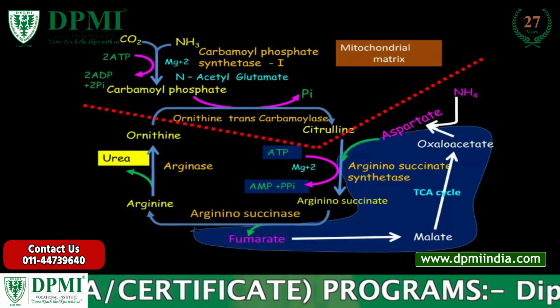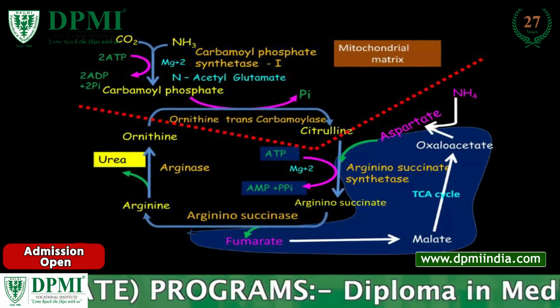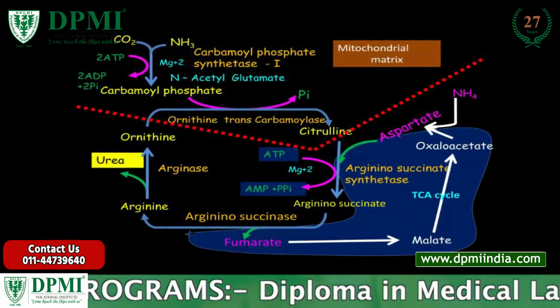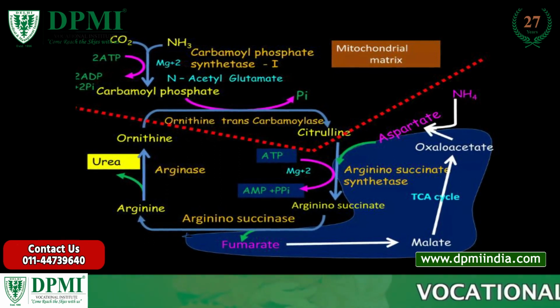Overall, the ornithine cycle is essential for preventing ammonia toxicity and maintaining nitrogen homeostasis in the body, making it a critical component of human metabolism.